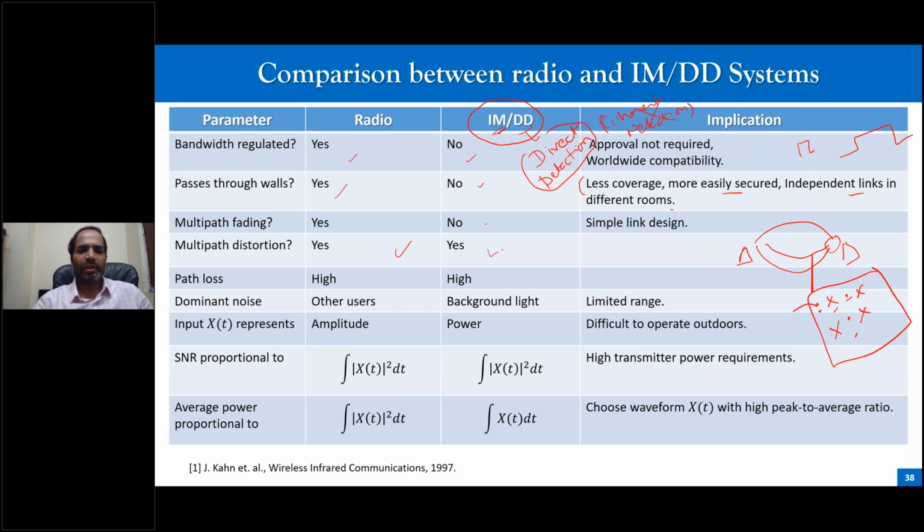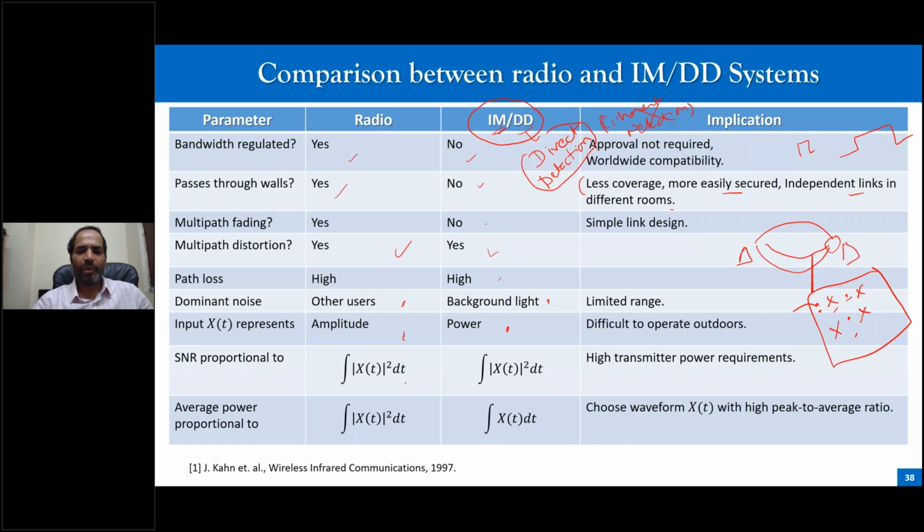Path loss in both these systems is high. The dominant noise in radio systems is basically the signal from other users. In an IMDD link, it is basically the background light, the sunlight for example, if we are talking about outdoor communication systems. Input in radio systems is amplitude. Input in IMDD systems is power. Signal to noise ratio.